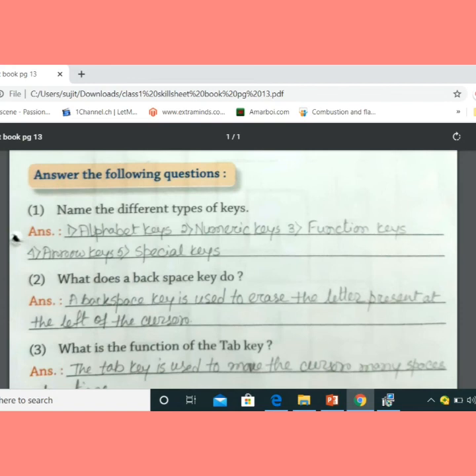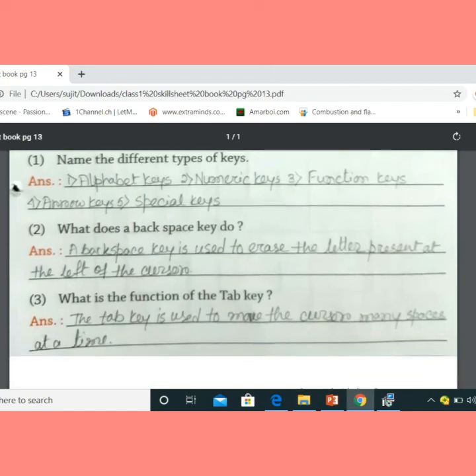Okay. Now next is: What does a backspace key do? So a backspace key is used to erase the letter present at the left of the cursor. Clear? Now what is the function of the tab key? The tab key is used to move the cursor many spaces at a time. Okay, what can we do with the tab key? We can create a long space or many spaces at a time.